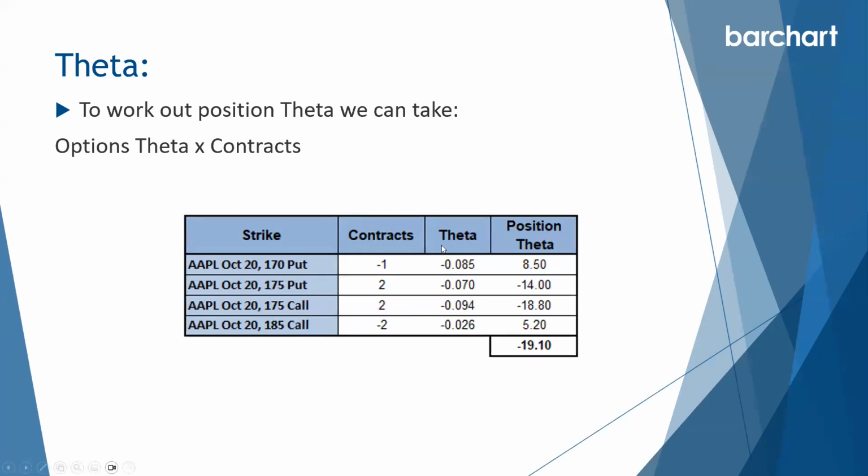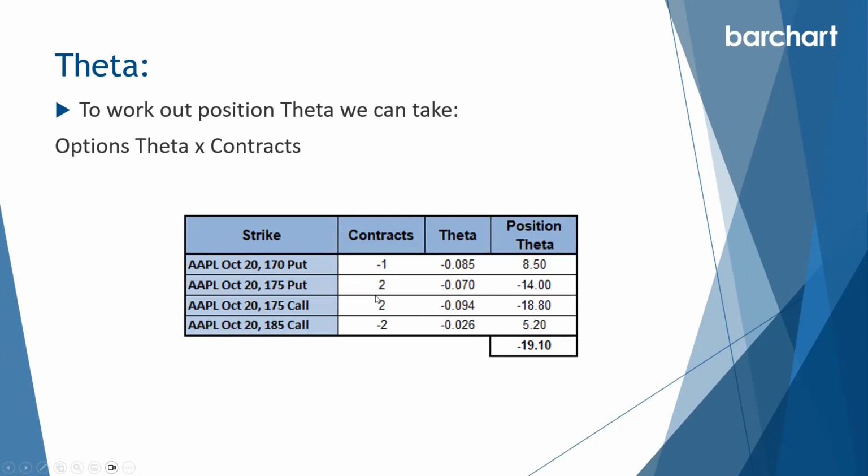Notice that the actual theta is always negative because all options lose value each day, and it just depends whether we're long or short that option as to whether our position theta is positive or negative. So if we take the second line, the 175 strike put, and we're buying two of those options, the theta of that option is negative. We take 2 times the negative 0.07, which gives us negative 14. We're going to lose about $14 per day from holding that put option.